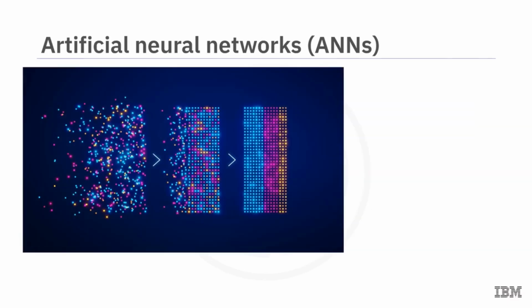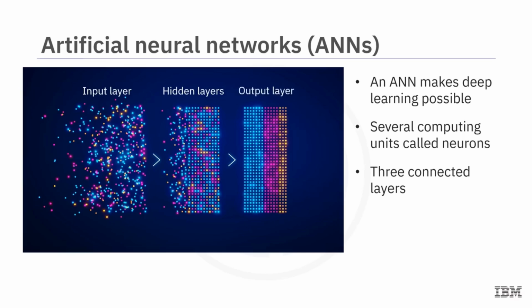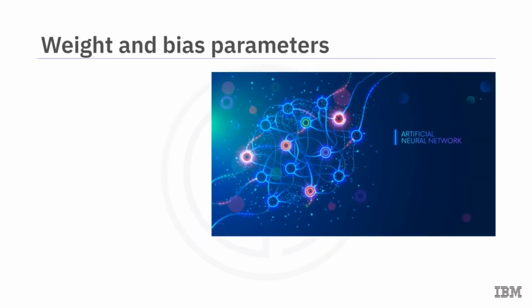And this is the driving principle behind deep learning techniques. An artificial neural network, or ANN, makes deep learning possible. ANNs comprise several computing units called neurons, which are organized in 3 connected layers: the input layer, one or many hidden layers, and the output layer. When a vast data set is introduced to the network, the neurons in the input layer capture the data. The neurons in the hidden layers then study the data. Each neuron in the hidden layer contains inherent bias parameters. The connection between 2 neurons establishes weight parameters.